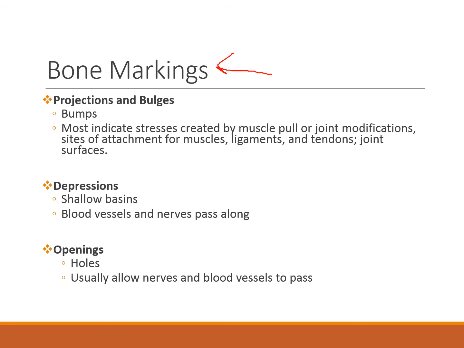Familiarity with bone markings is an essential tool for doctors, surgeons, orthopedists, physical therapists, radiologists, and forensic scientists, among others. Your bone markings can be grouped into three categories. Projections and bulges are places where ligaments and tendons bind the bone, and the constant pulling by the ligaments and tendons results in a bump. Projections and bulges may also allow a bone to form a joint. Joints are also called articulations, by the way.